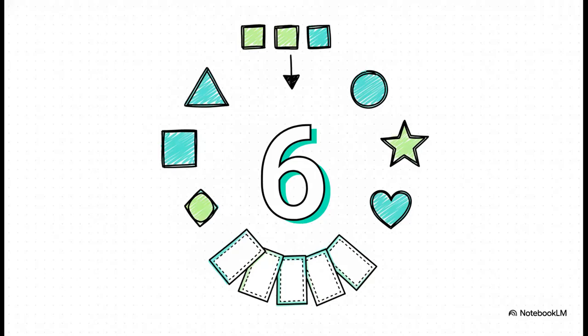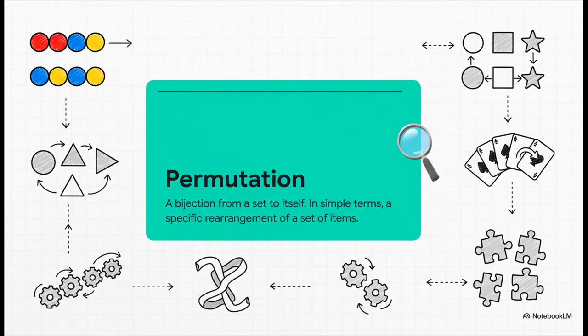The answer is 6. And for those of you who've done some math, you might recognize that as 3 factorial. Now, this collection of all 6 possible arrangements, it's not just a number. It's a complete mathematical object, and it has a name, the symmetric group on 3 elements, or S3 for short. So each one of those 6 arrangements is what mathematicians call a permutation. Now, the fancy definition is a bijection of a set to itself, but don't let that scare you. All it really means is a specific shuffle, where every item ends up in exactly one new spot.